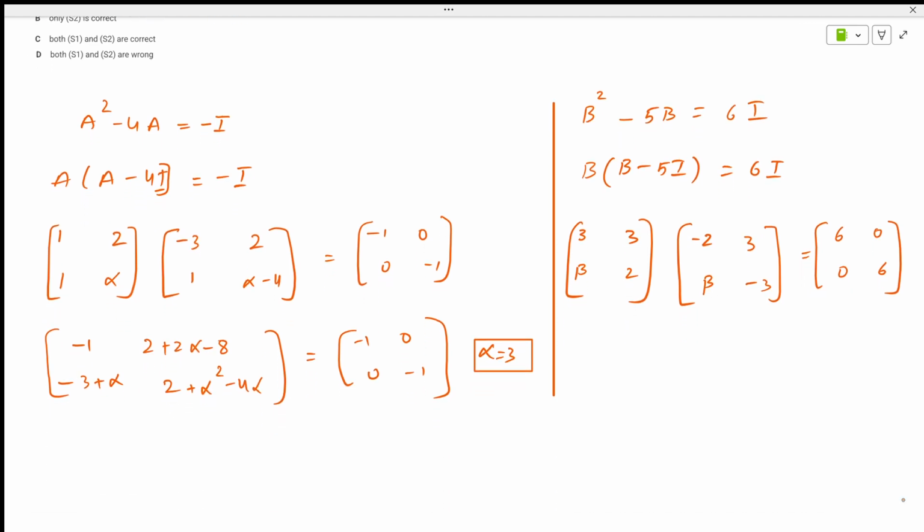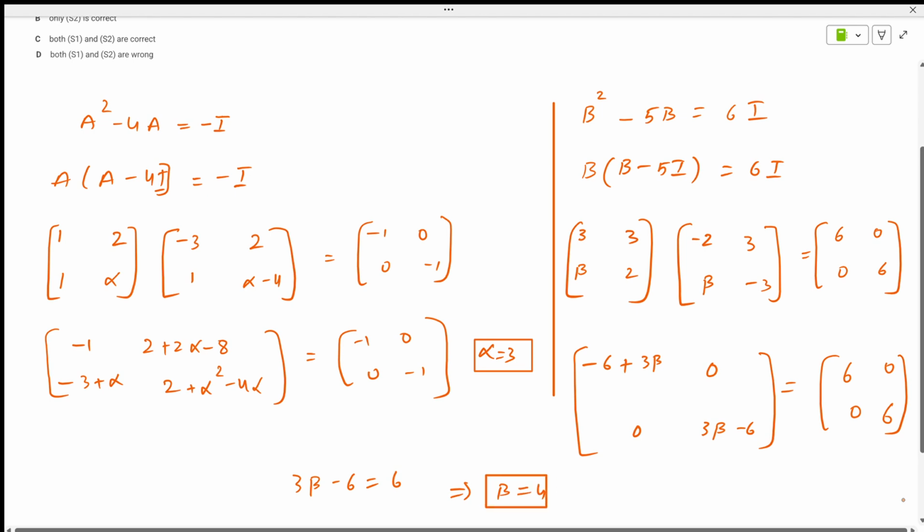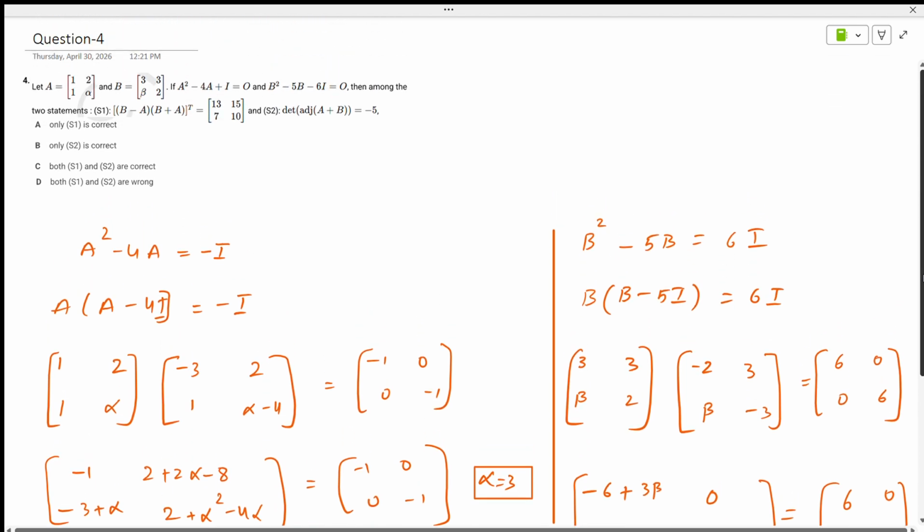So 3 into minus 2 is minus 6 plus 3 beta. Then 9 minus 9 is 0. Minus 2 beta plus 2 beta is also equal to 0. 3 beta minus 6. So clearly 3 beta minus 6 is equal to 6. That means beta equal to 12 by 3, which is equal to 4. So alpha equal to 3 and beta equal to 4.